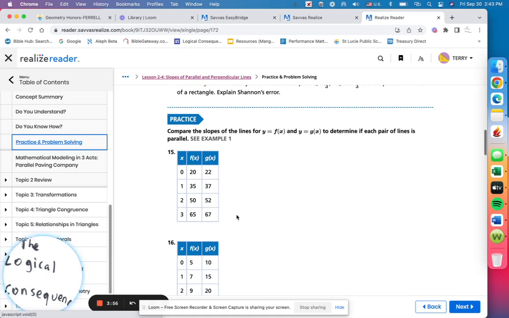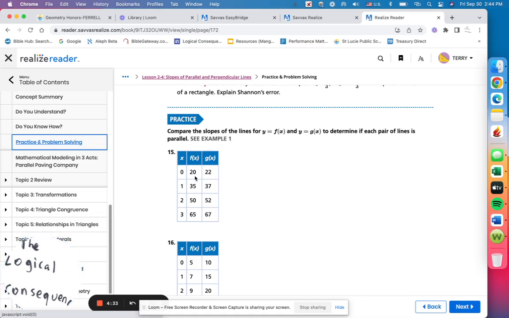So what you have to do is you have to write an equation for f of x and an equation for g of x, and then see if each one of those lines has the same slope. So I'm going to have the ordered pairs (0, 20), (1, 35), (2, 50), (3, 65). I'm going to use those sets of ordered pairs. I'm going to find the slope from either set. Once you find the slope, that's your slope for f of x.